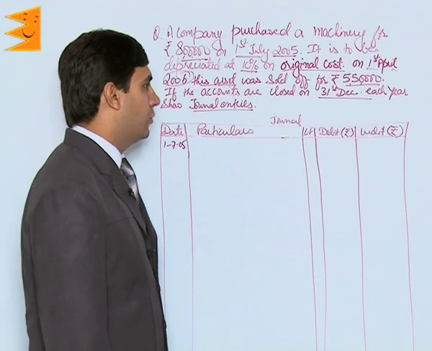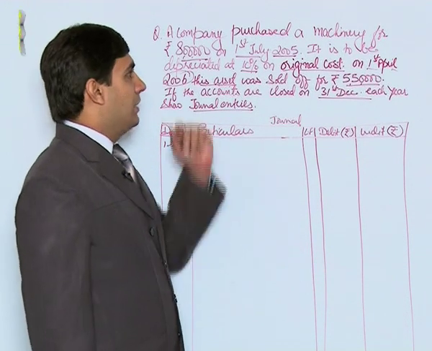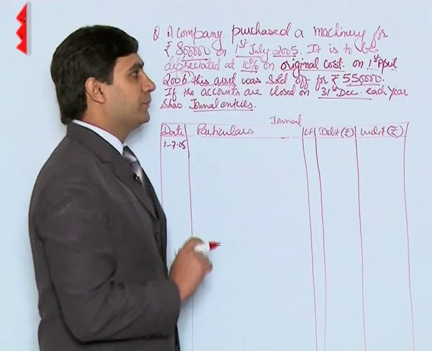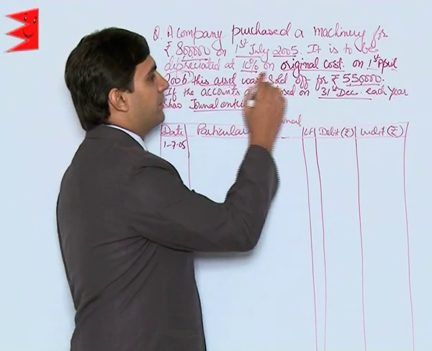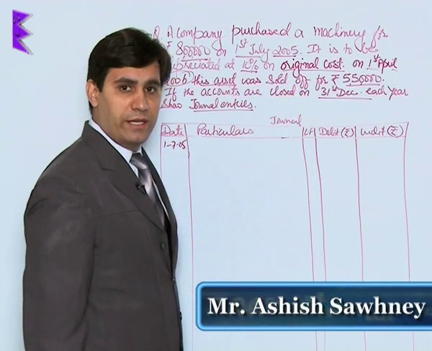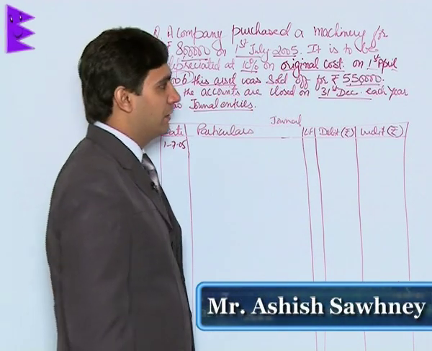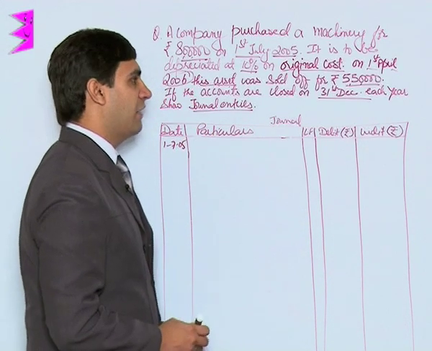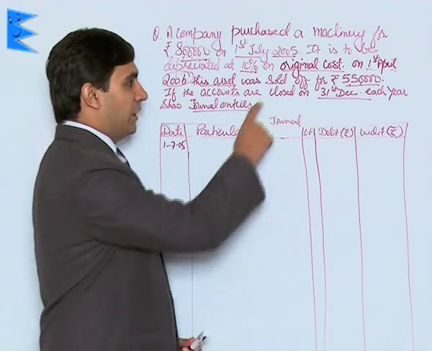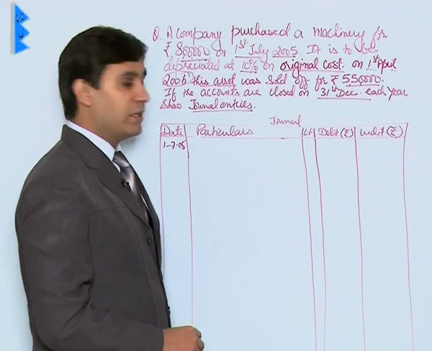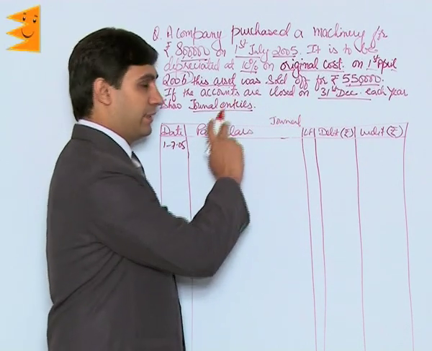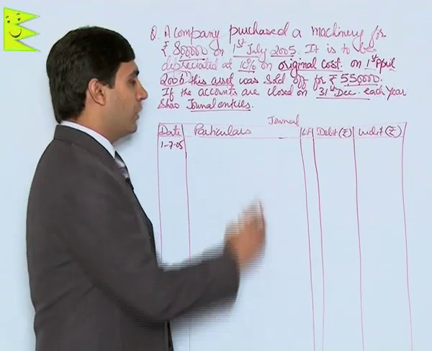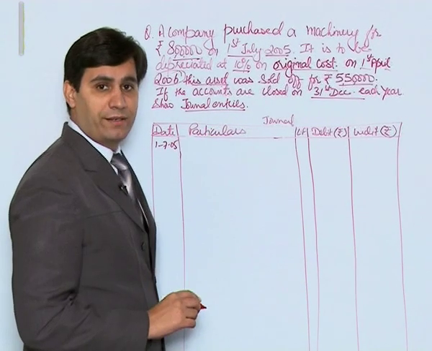Now continuing with the same question, a company purchased a machinery for rupees 8 lakh on 1st July 2005. It is to be depreciated at 10% on original cost. Again, original cost implies straight line method. On 1st April 2006, this asset was sold off for rupees 5 lakh 50,000. If the accounts are closed on 31st December each year, show journal entries. Now students, mark this, you are not required to prepare machinery account, you are just required to show journal entries.